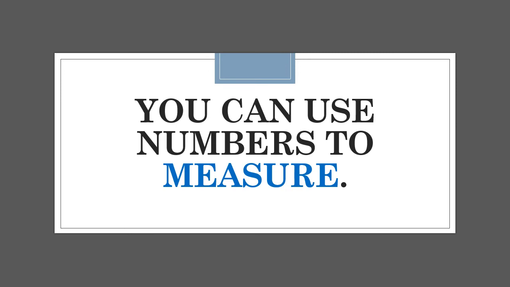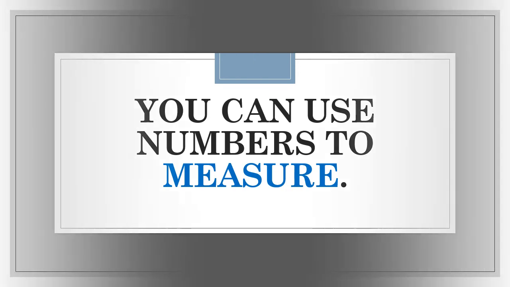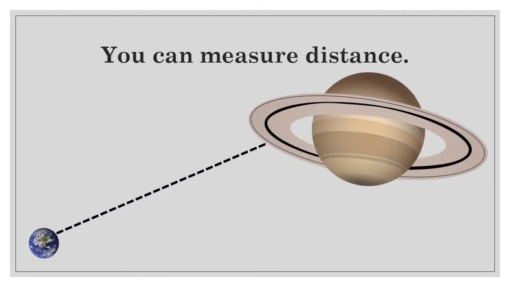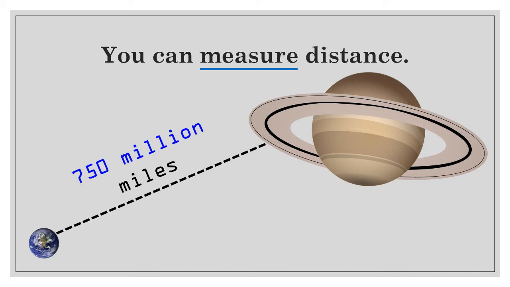You can use numbers to measure. You can measure distance. Did you know that the distance between Earth to the planet Saturn is 750 million miles? Well, 750 million is a number that is used to measure.